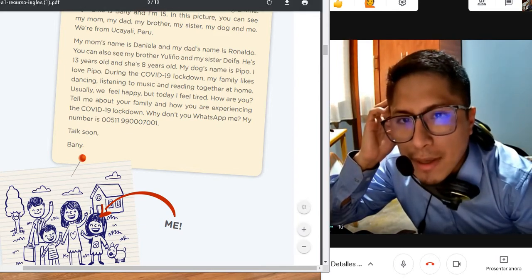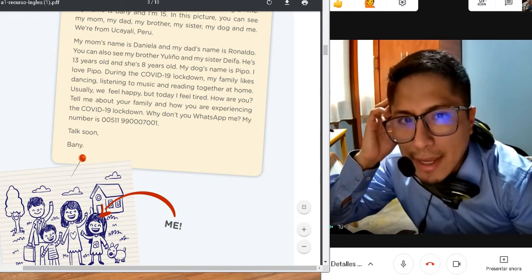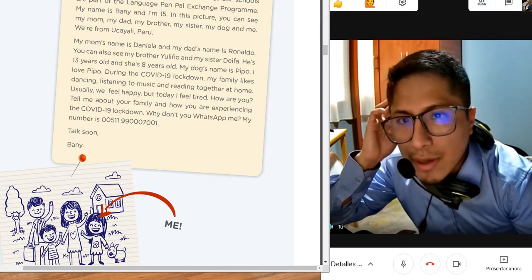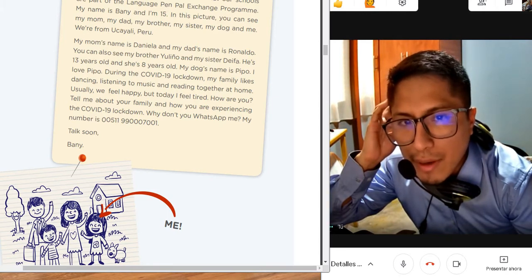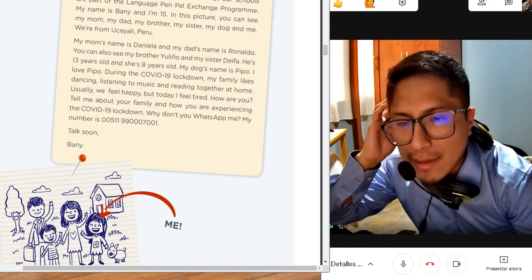My mom's name is Daniela, and my dad's name is Ronaldo. You can also see my brother, Julinho, and my sister, Deva. He's 13 years old and she's 8 years old. My dog's name is Bibo. I love Bibo. During the COVID-19 lockdown, my family likes dancing, listening to music, and reading together at home. Usually we feel happy, but today I feel tired.